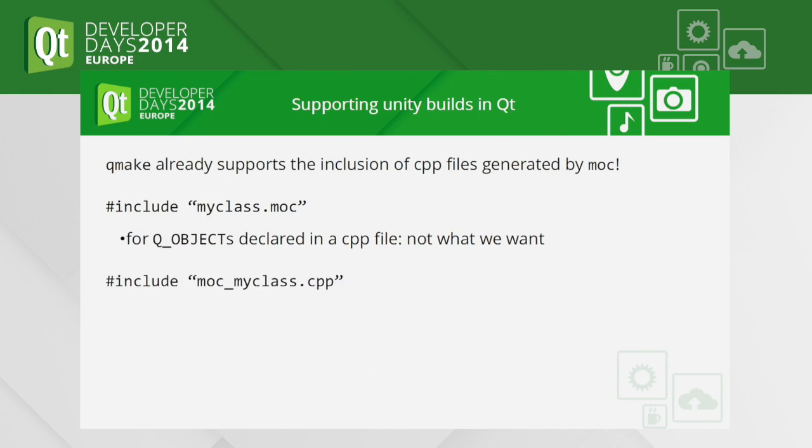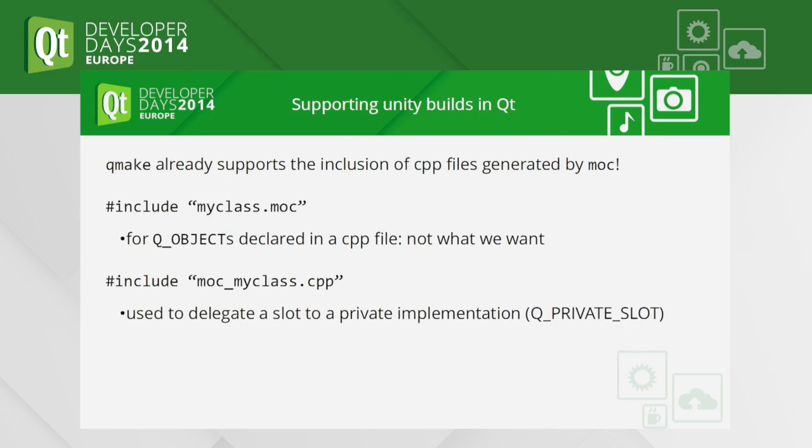That's not what we want. What we want is to include moc_myClass.cpp. This is more uncommon, and it's originally designed in relation with the Q_PRIVATE_SLOT macro, which is delegating some slots to a private implementation. Quite common in Qt source code, and that's perfect for us.